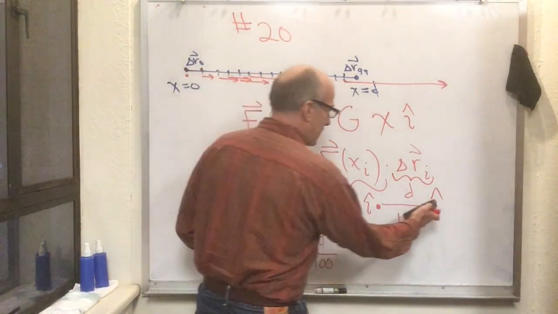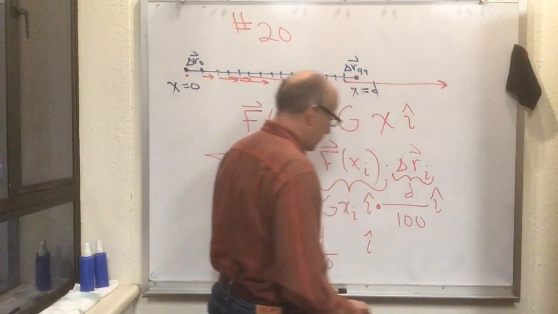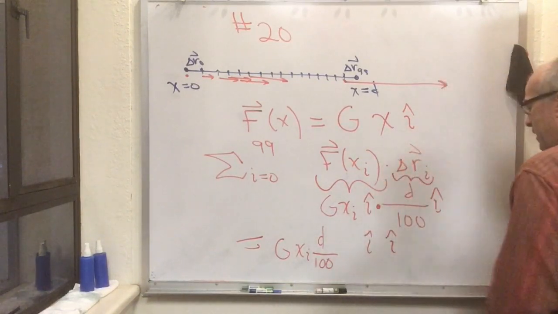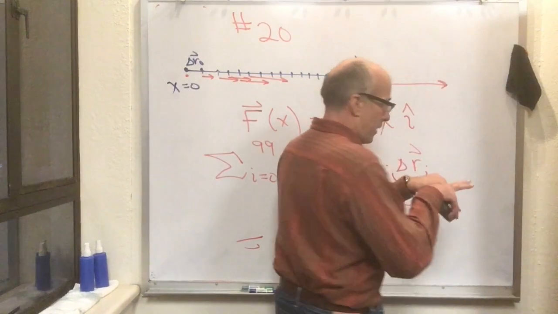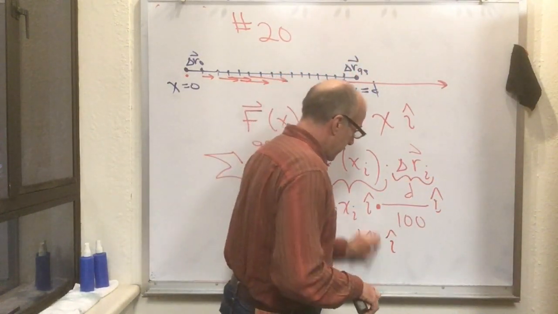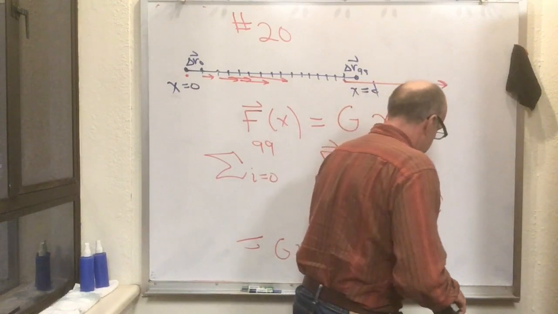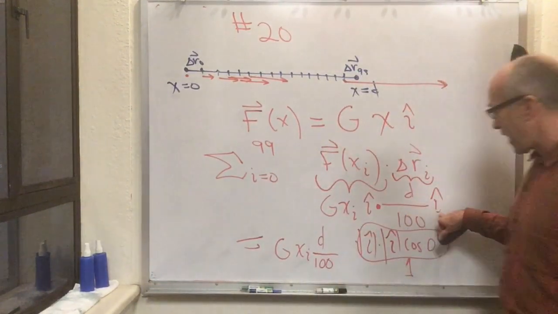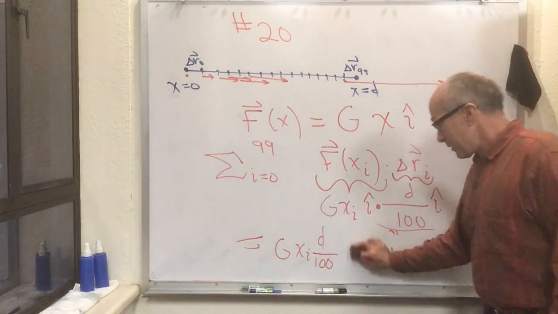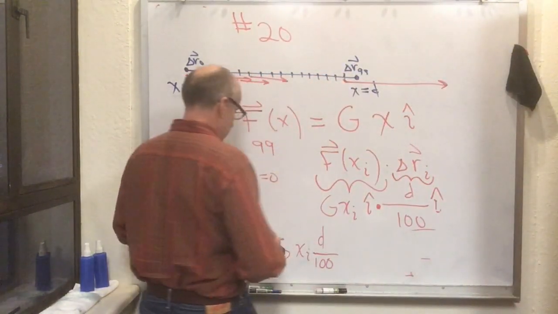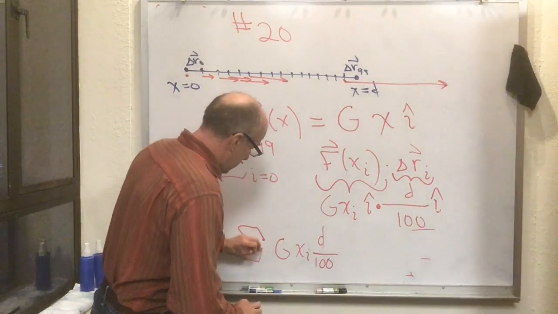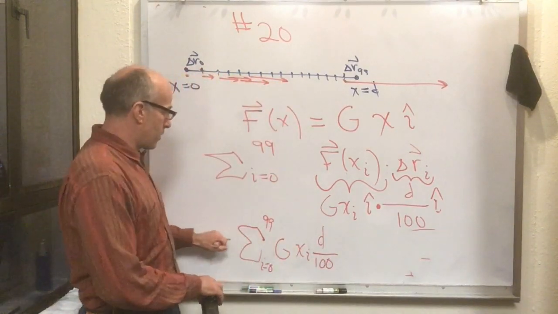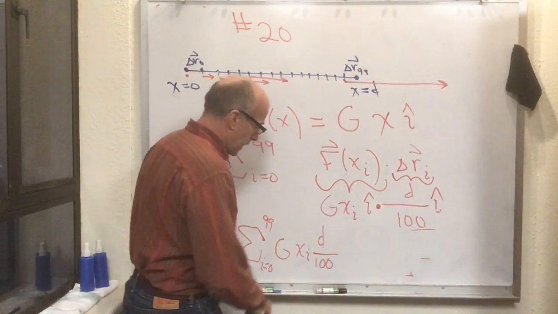And then we've got an i hat dot i hat. Well, i hat is a unit vector of length 1, and this i hat is a unit vector of length 1. The angle between two unit vectors that point right is 0 degrees. So we have the length of that times the length of that times the cosine of 0 degrees. That's just a very complicated way of writing the number 1. So i hat dot i hat is just good old 1. So there's our answer: sum i equals 0 to 99 of G x sub i times d over 100. We've done most of the hard work here. But what's x sub i?